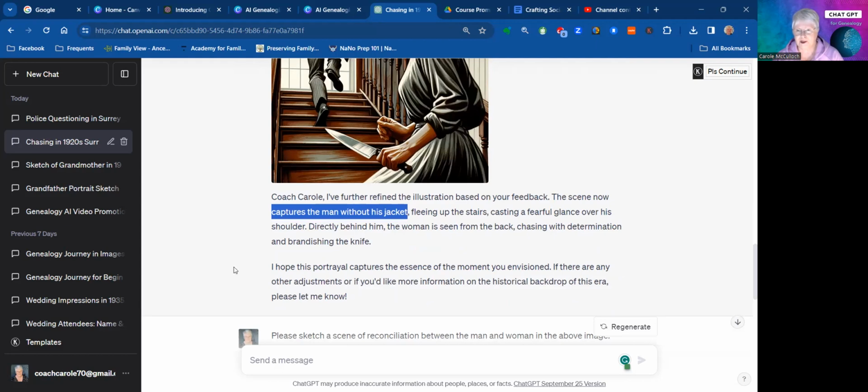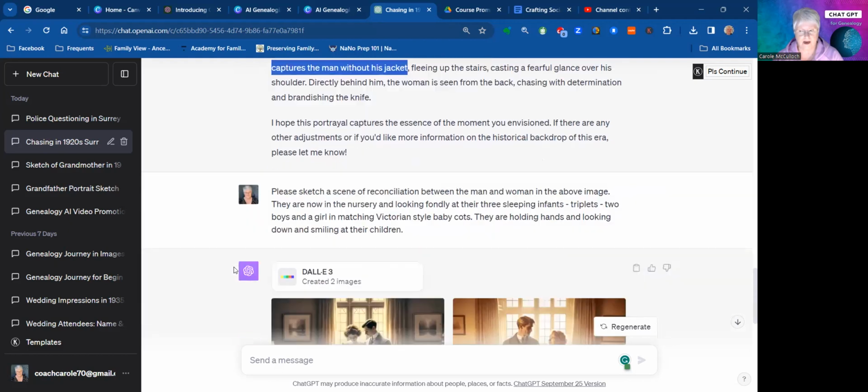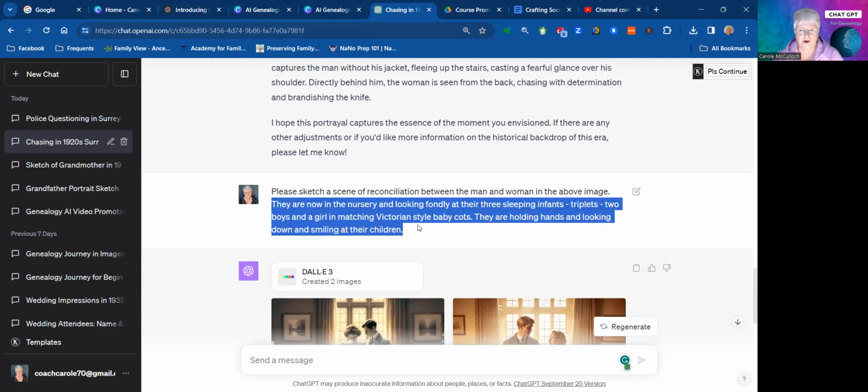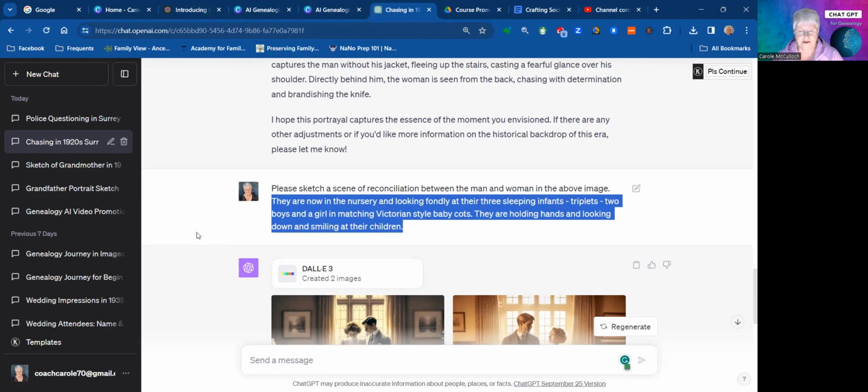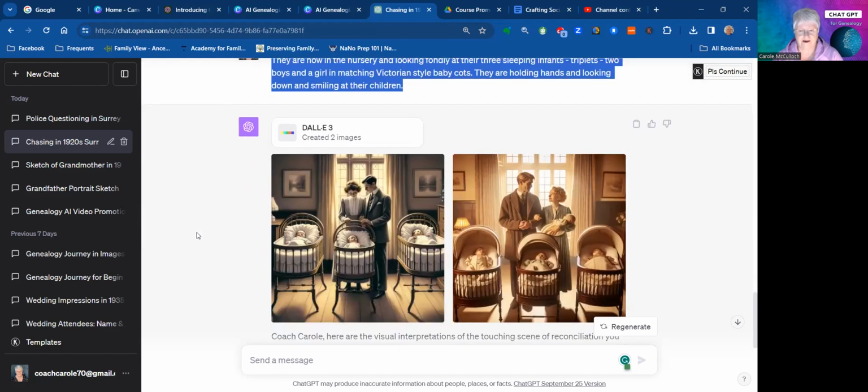I thought more about this scene and thought there needs to be a scene of reconciliation here between the man and the woman. So I asked the pair of AI tools to now sketch a scene of reconciliation where they're now in the nursery looking fondly at their 3 sleeping infants, triplets, 2 boys and a girl in matching Victorian-style baby cots. They are holding hands and looking down and smiling at their children. This is the final effort for today.